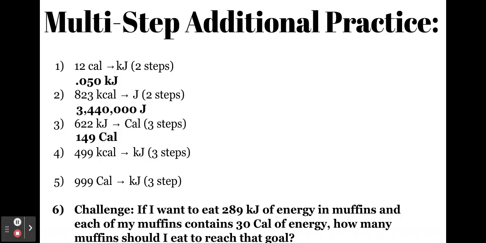Number 4, you start with 499 kilocalories, and then you're going to kilojoules. So this will be 3 steps. You're going from kilocalories to lowercase c calories to joules to kilojoules. And then the last one, 999 capital C calories to kilojoules. Again, 3 steps. You'll go from capital C calories to lowercase c calories to joules to kilojoules.